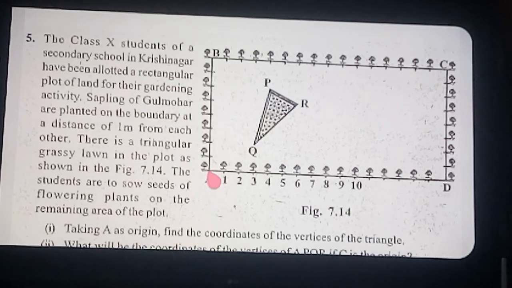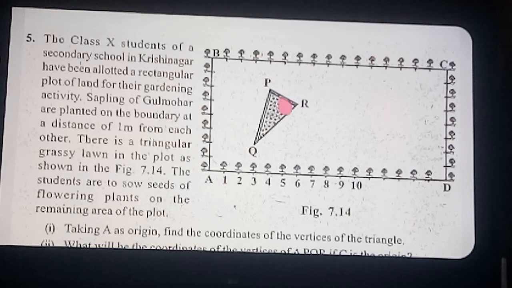With respect to A, AD will be the x-axis and AB will be the y-axis. So from each vertex you draw a perpendicular to the x-axis, you will get the x coordinate. Draw a perpendicular to the y-axis, you will get the y coordinate. Here also same. Draw perpendicular to the x-axis and perpendicular to the y-axis, you will get the coordinates. Here also same. And now keeping C as the origin, CB will be the x-axis and CD will be the y-axis. Okay, here also same procedure.